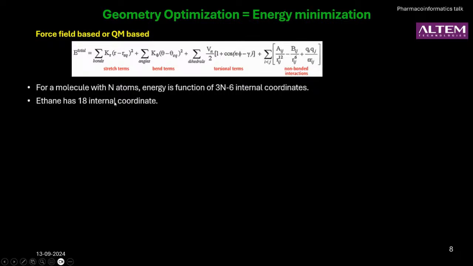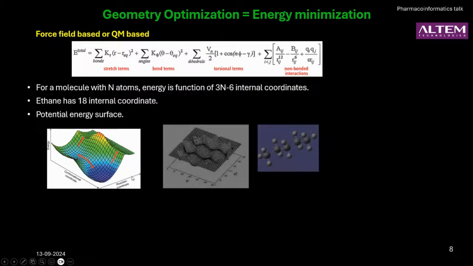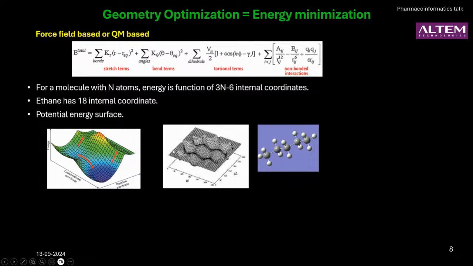For example, if there is a molecule which contains n atoms, its degrees of freedom are decided by the internal coordinates. So for a molecule like ethane, it already has 18 internal degrees of freedom around which you need to optimize the geometry and get the potential energy surface, which may look something like a hill which has valleys and troughs. So these are the energy as a function of different coordinates in the molecule. For ethane, it is not very steep, but very similar energy. Many conformations will have very similar energies.